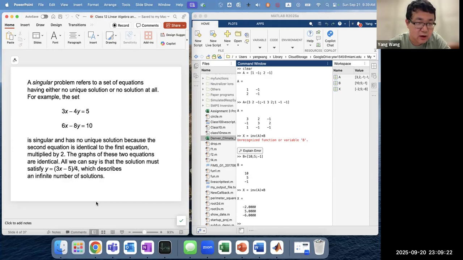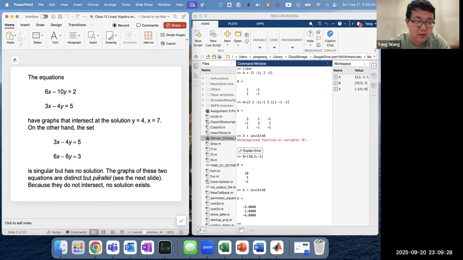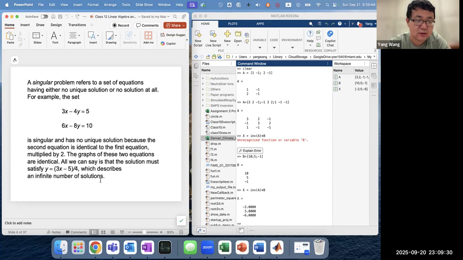So there could be a singular problem that has no unique solution. There could also be a singular problem that has no solution, right? This one has no unique solution because you can have any combination of x and y, okay, as long as they follow this relationship, because this equation is just the double of this equation.